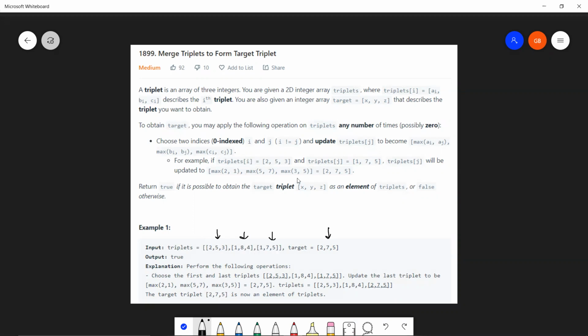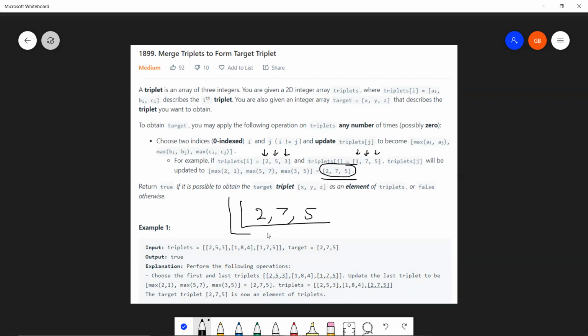Suppose we have a triplet 2 5 3 and we have a triplet 1 7 5 and our target is 2 7 5. What we need to do is take the maximum values of each corresponding index. This means take the max of 2 and 1, you'll get 2. Take the max of 5 and 7, you'll get 7. Take the max of 3 and 5, you'll get 5. Were you able to reach your target? Yeah, definitely you were able to reach your target, right?